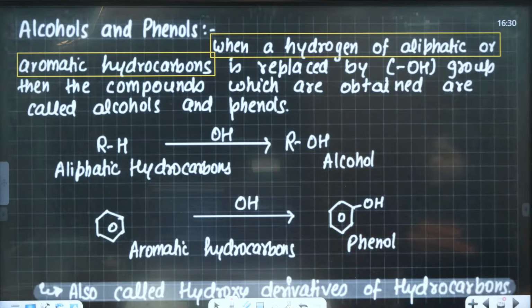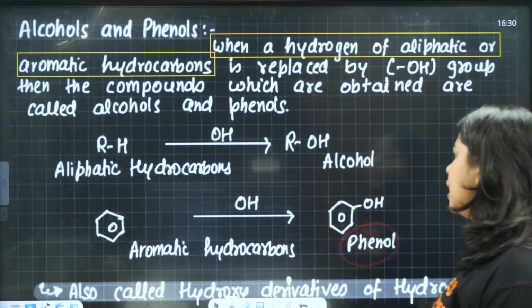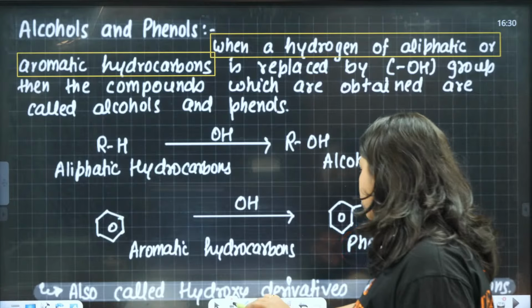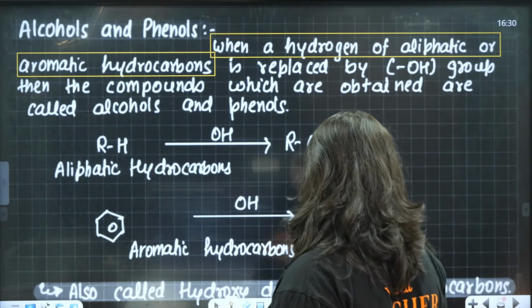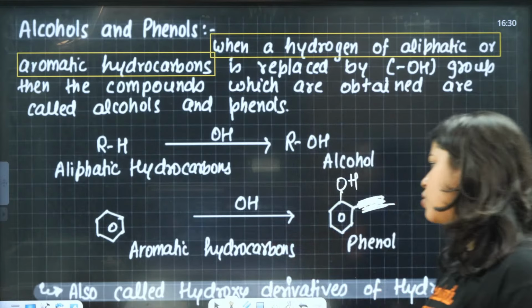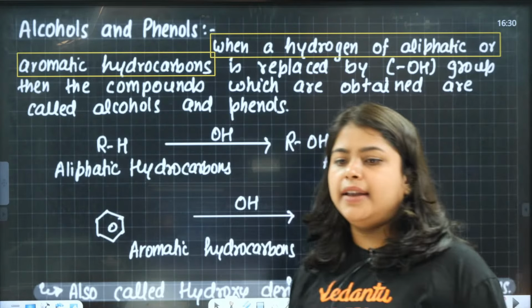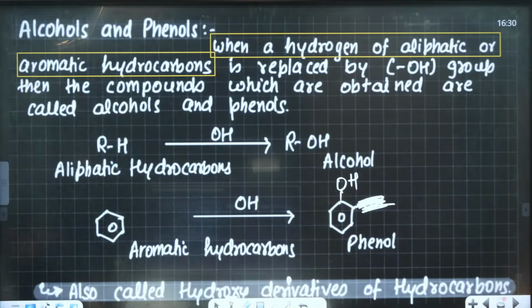Okay, aromatic hydrocarbons in the presence of OH, we are going to get what? Phenol. Clear? You need to understand how phenol and this OH are formed. They are also called hydroxy derivatives of hydrocarbons. Clear everyone? Alcohols, phenols, do you understand how they are formed? This is not asked, but you should have a common idea regarding this.